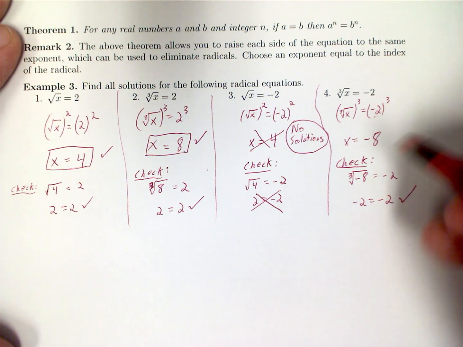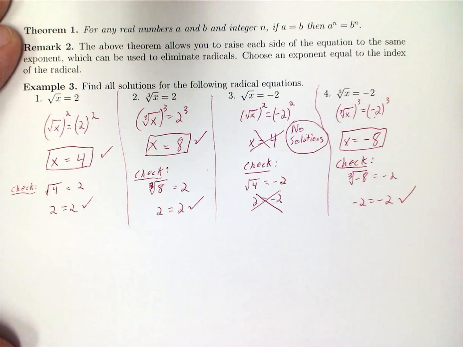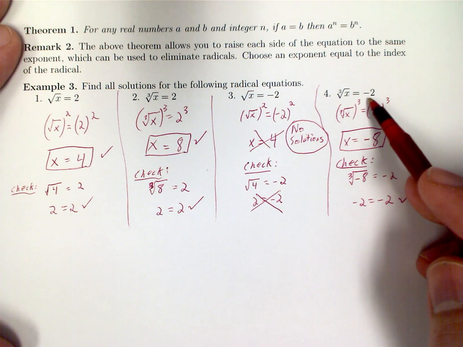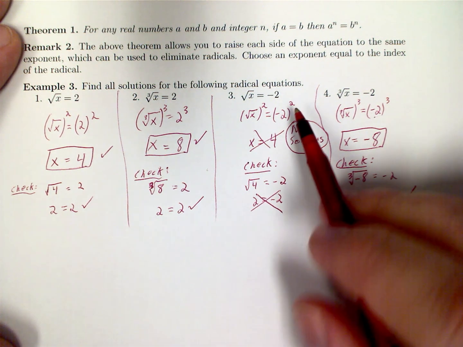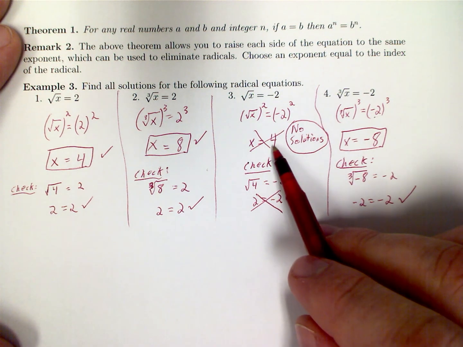And this further emphasizes why cube roots can have negative outputs but square roots cannot. Because what times itself is a negative? There's no number times itself that is a negative.